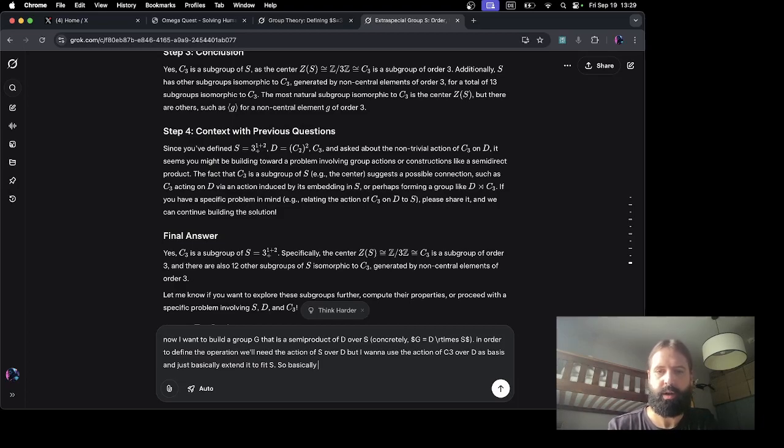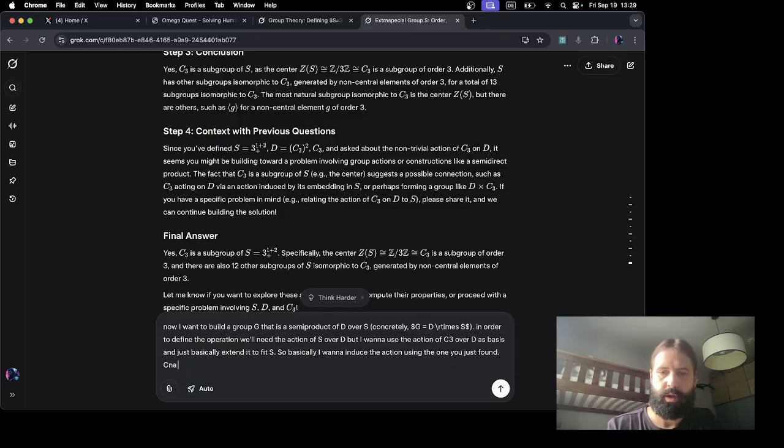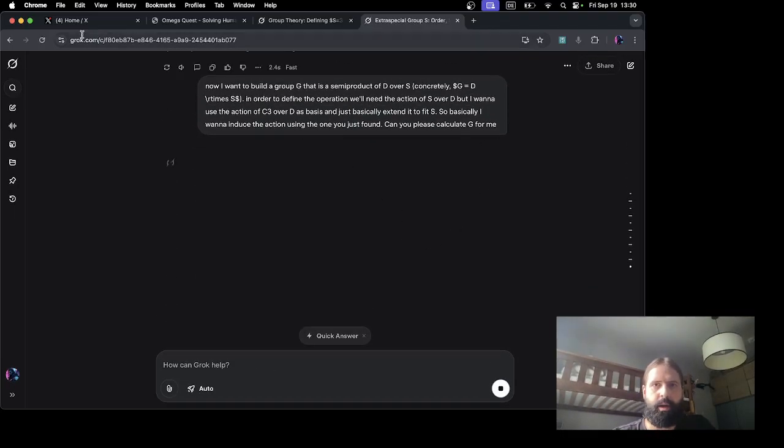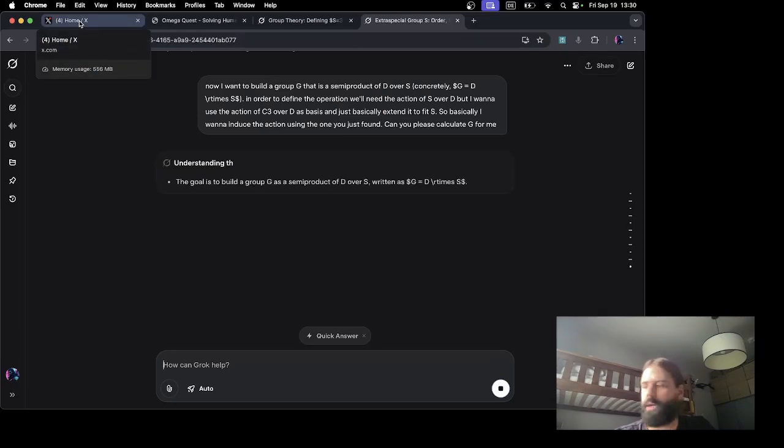So basically, I want to induce the action using the one you just found. Can you please calculate G for me? It is what it is.